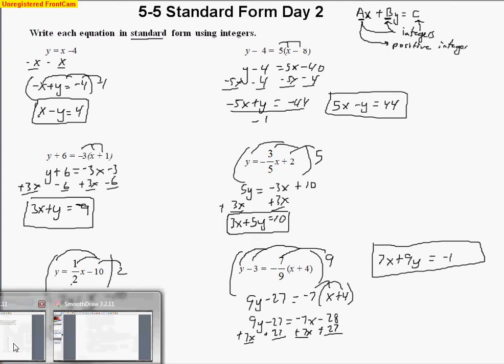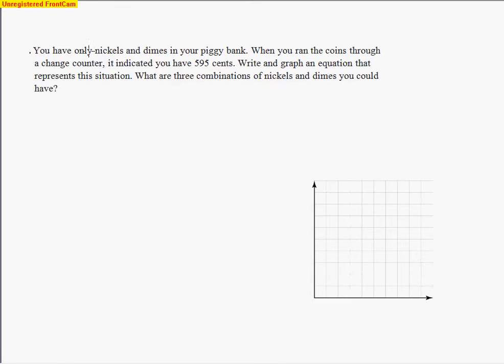And let's take a look at this problem. It says you have only nickels and dimes in your piggy bank. When you ran the coins through a change counter, it indicated that you had 595 cents. Write and graph an equation that represents this situation. So let's do this. We'll call some variables. We don't know how many nickels we have. So let's say n equals the number of nickels. And then I'm going to say maybe like d equals the number of dimes.